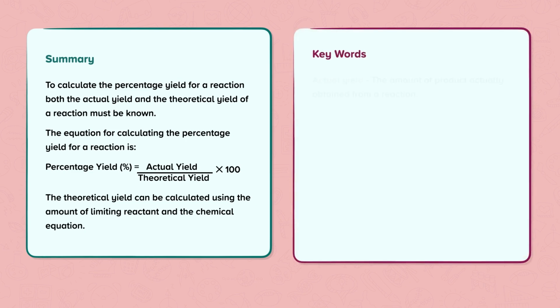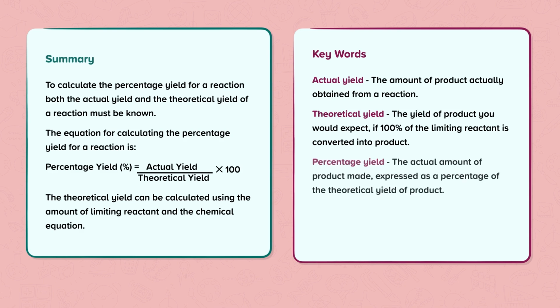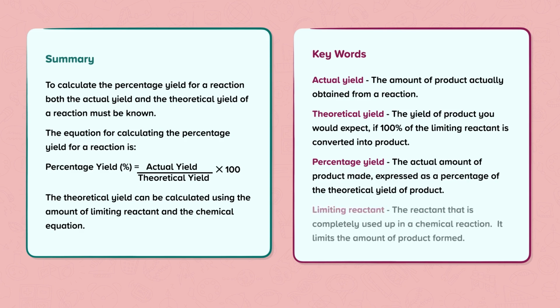Keywords. Actual yield, the amount of product actually obtained from a reaction. Theoretical yield, the yield of product you would expect if 100% of the limiting reactant is converted into product. Percentage yield, the actual amount of product made expressed as a percentage of the theoretical yield of product. Limiting reactant, the reactant that is completely used up in a chemical reaction. It limits the amount of product formed.